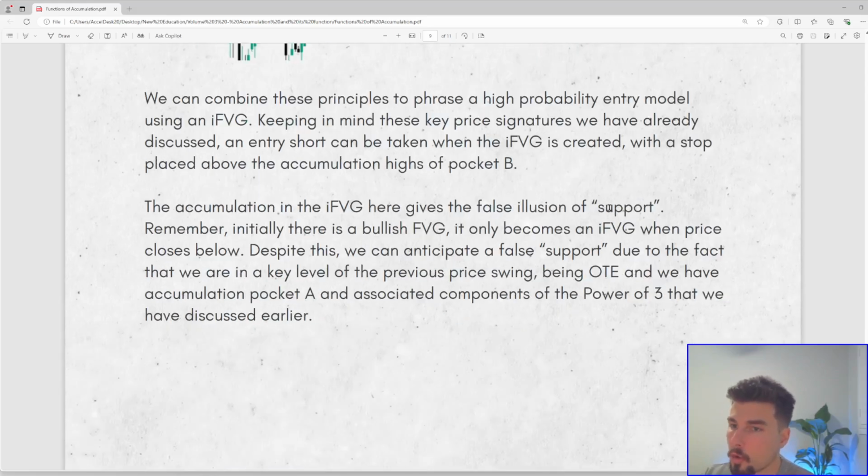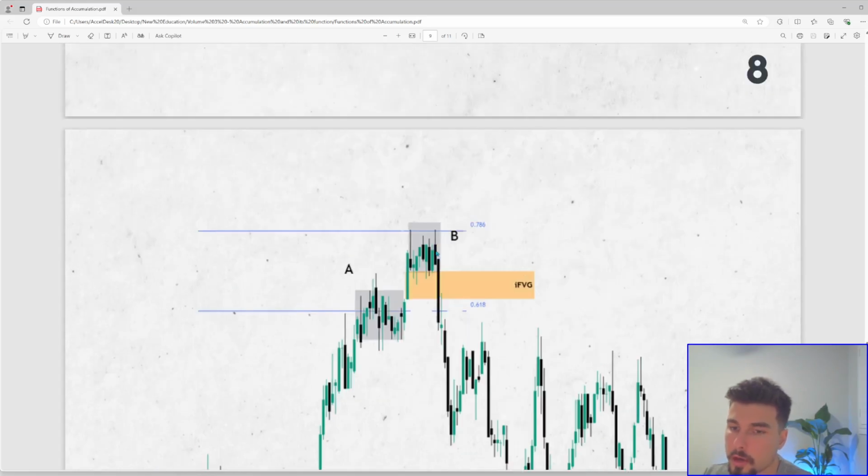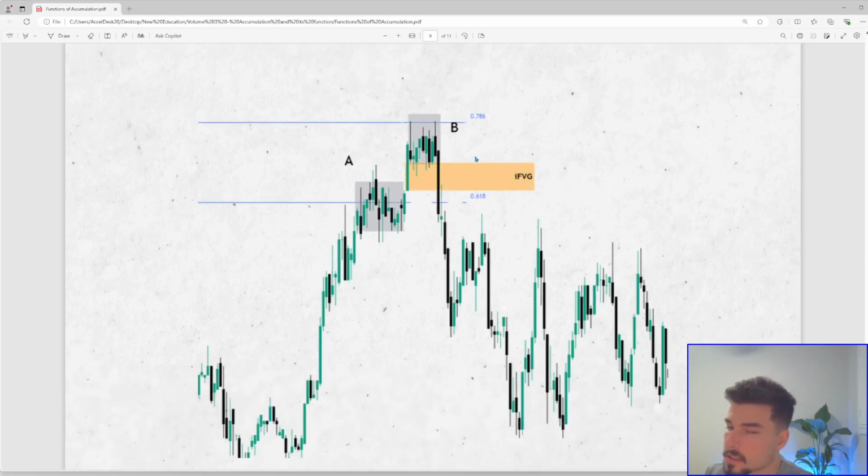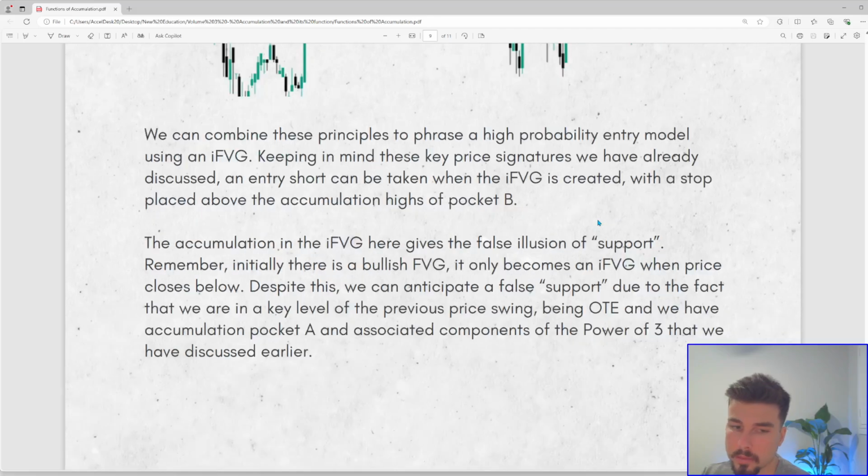Really important. Where would your stop loss go? Your stop would go above these accumulation highs. When price moves lower, you can probably trail your stop above this candle or above the inversion fair value gap candle. Keep that in mind, really important. Remember, initially there's a bullish fair value gap. It only becomes an inversion fair value gap when price closes below.